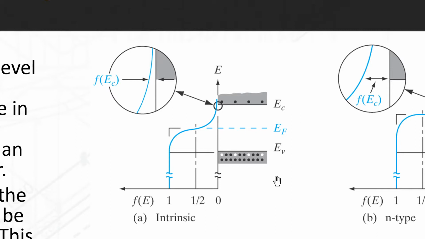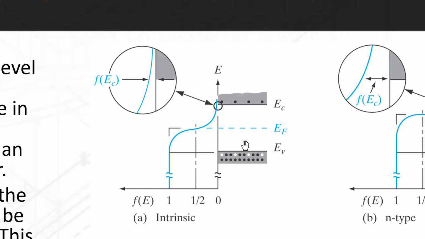Remember that in an intrinsic semiconductor, this band is mostly full, this band is mostly empty. But you can generate electron hole pairs. How do you generate electron hole pairs? What are some ways you can do that? The way that we talked about. Temperature. Increase the temperature, right.